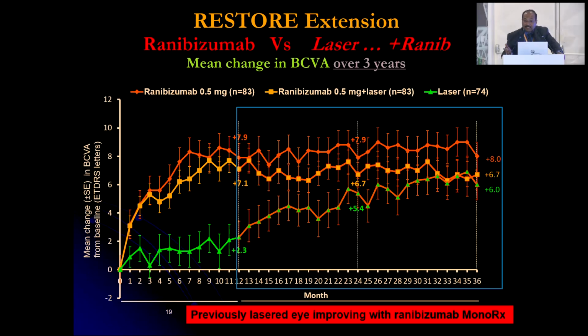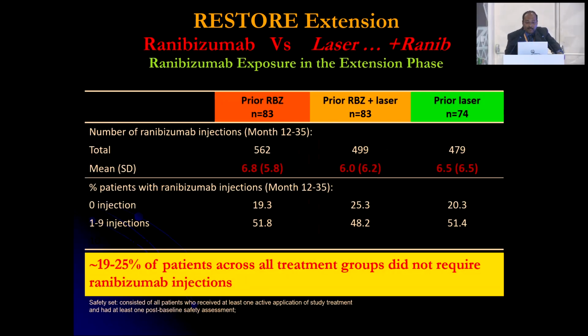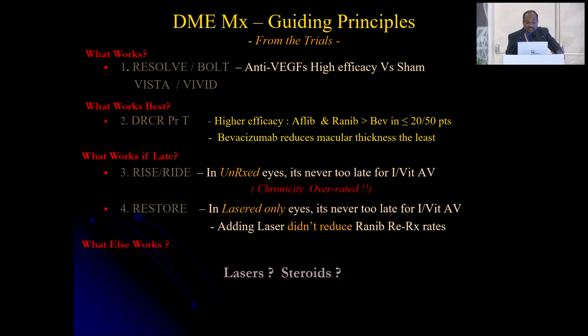So it tells us that, A, don't hold back if it's chronic. Go ahead with anti-VEGF. Number 2, it doesn't seem to make a difference whether you put in that ranibizumab laser combination at the start or put in ranibizumab 1 year later after laser. At the end of 3 years, the outcome was the same. Also, the USP for laser, we think, is that it will reduce the re-injection rates. But this study shows that the number of re-injections is the same. So it's not always true. And up to 25% of the time, patients across all the treatment groups did not require ranibizumab injections.